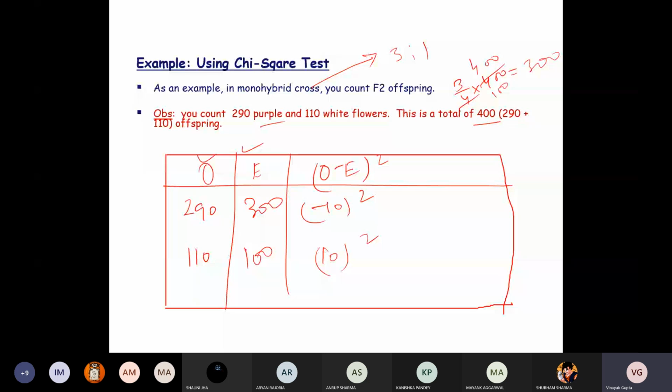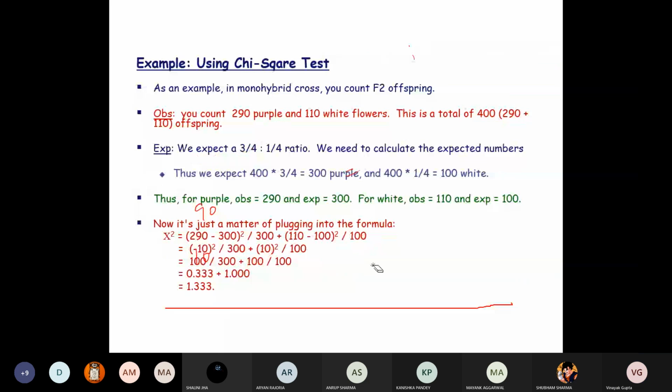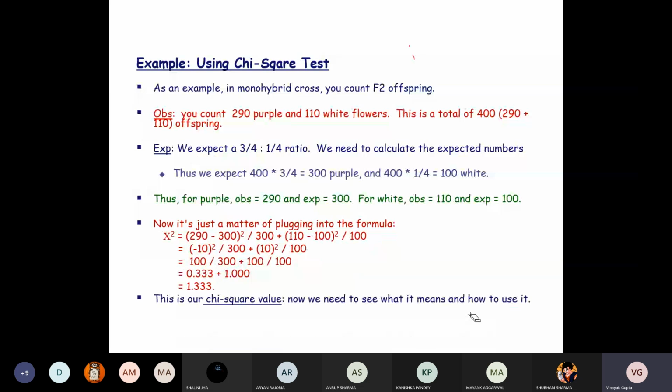Any doubt here in the application of chi-square test? How we are calculating the expected values. Okay, so somebody has already calculated here that it is going to be 1.33. Degree of freedom, we know it is going to be 2 minus 1, it is 1.